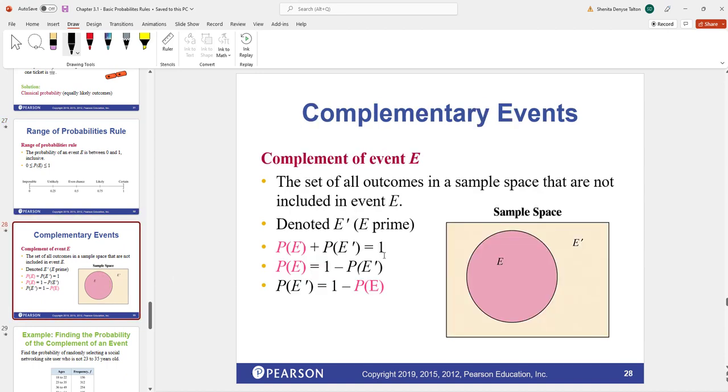Now let's talk about complementary events. The complement of event E. The set of all outcomes in a sample space that are not included in event E is what you call a complement. And it's denoted, it's pronounced E prime.